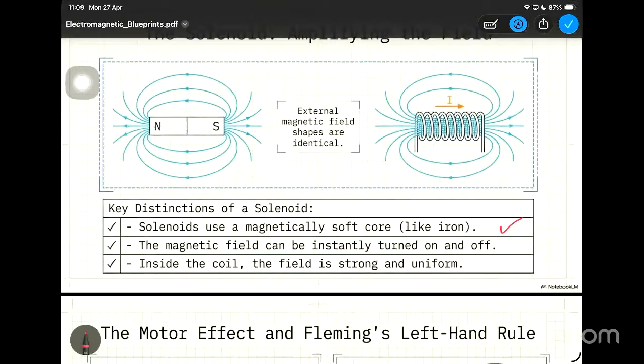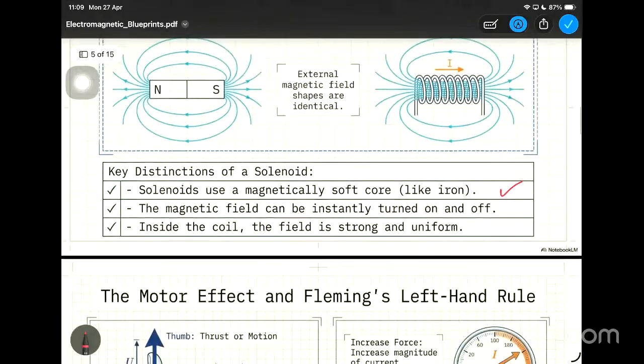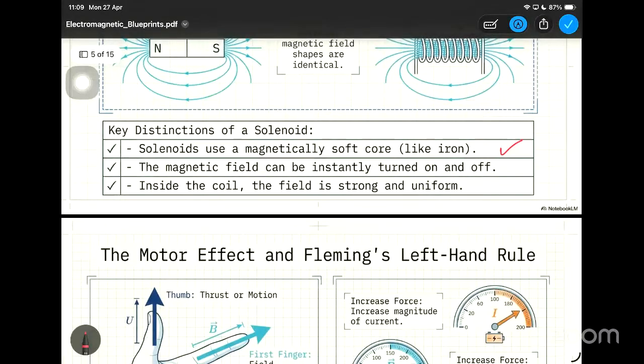The magnetic field can be instantly turned on and turned off. Inside the coil, the magnetic field is strong and uniform, right? So if it is mentioned as uniform, then you should know that the magnetic field lines are parallel to each other, right? Magnetic field lines are parallel to each other.